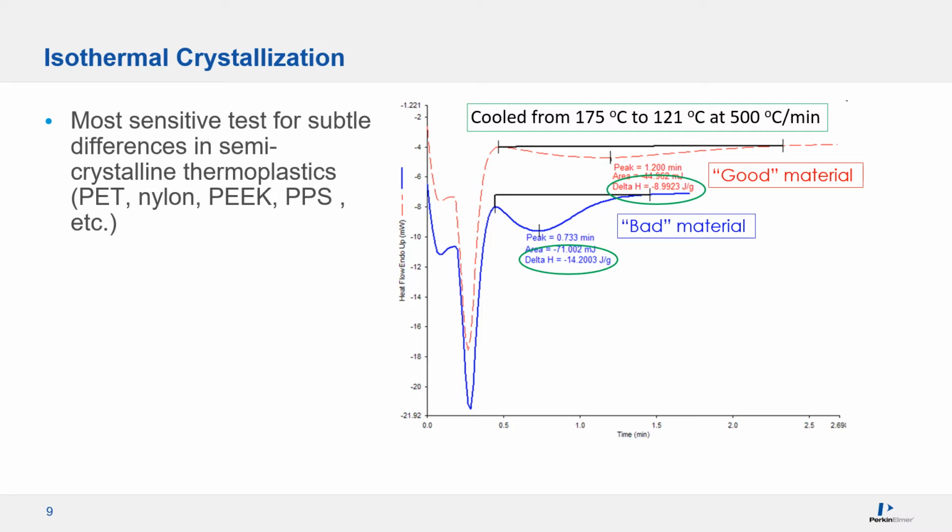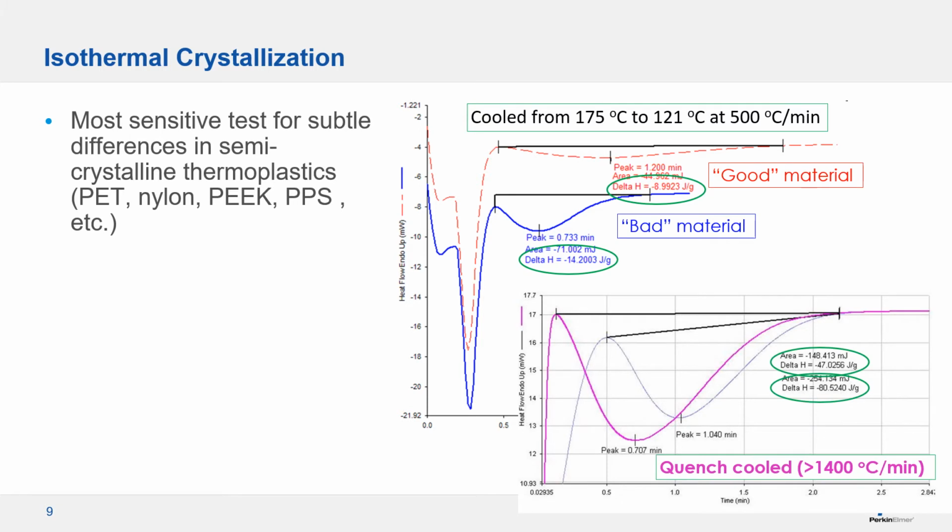The key to successfully capture full crystallization is to cool the sample as quickly as possible. The bottom graph shows that quench cooling gives you the full crystallization in the purple curve. The blue curve, however, is too slow and almost half of the material has crystallized before the set temperature is reached, giving you the wrong results.